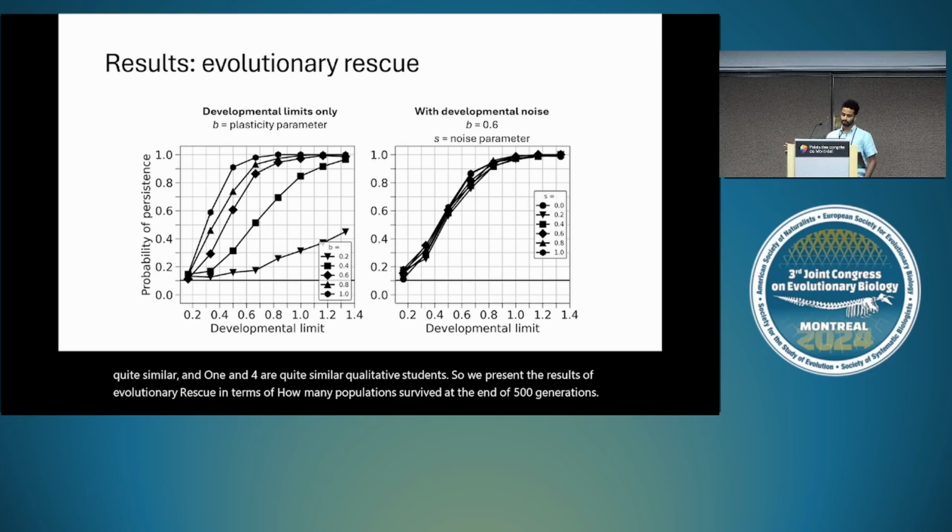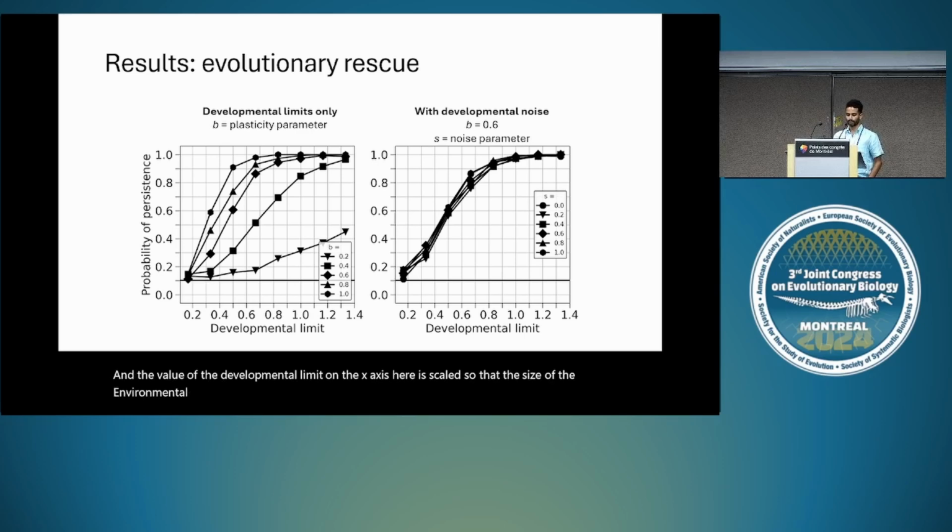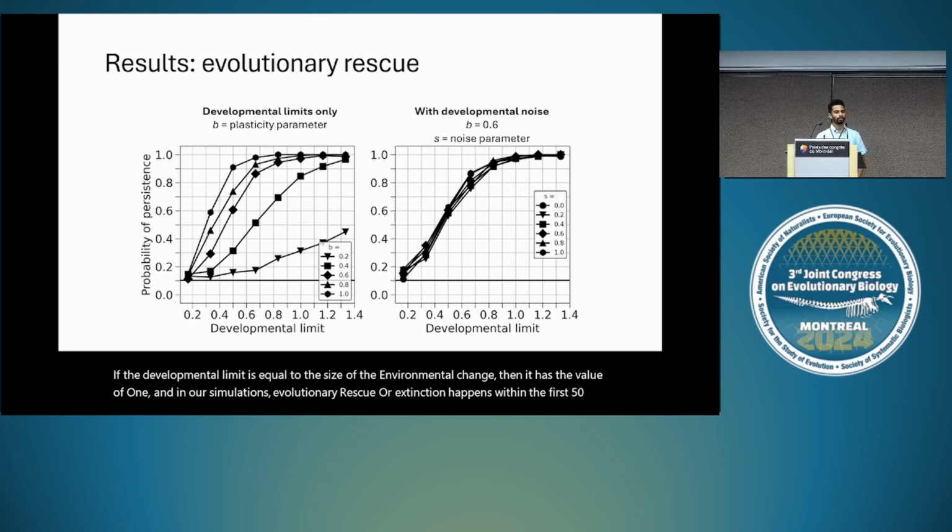And the value of the developmental limit on the x-axis here is scaled so that the size of the environmental change, if the developmental limit is equal to the size of the environmental change, then it has a value of 1. And in our simulations, evolutionary rescue or extinction happens within the first 50 generations. And for the rescued populations, the trait optimum is also achieved in that time.